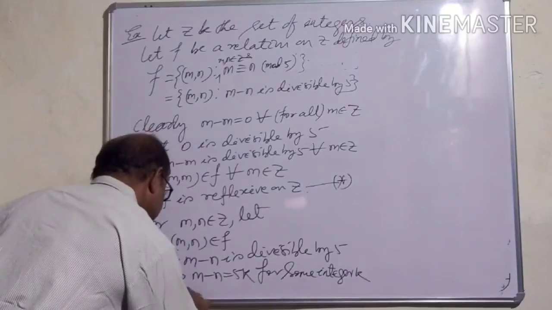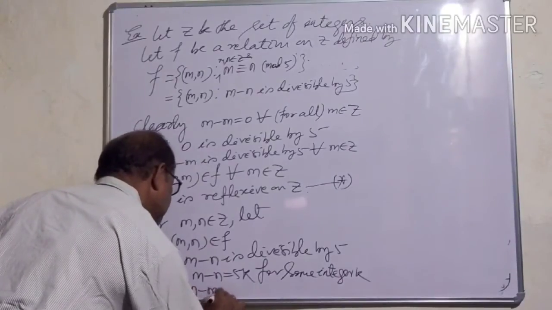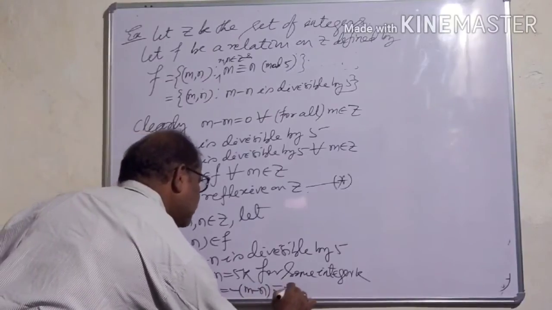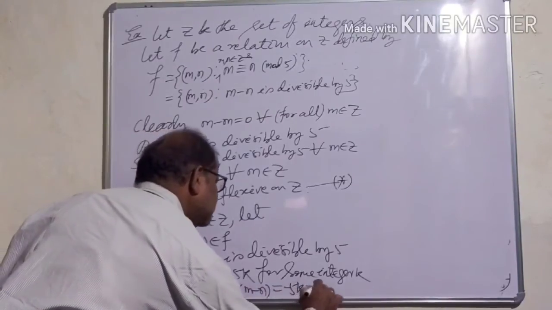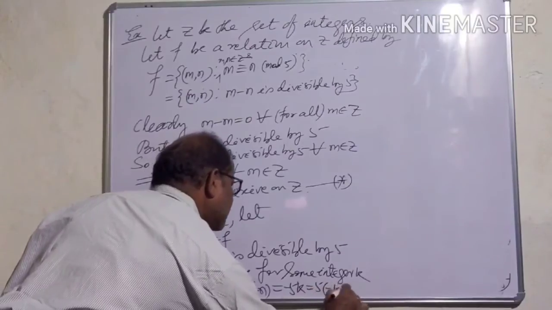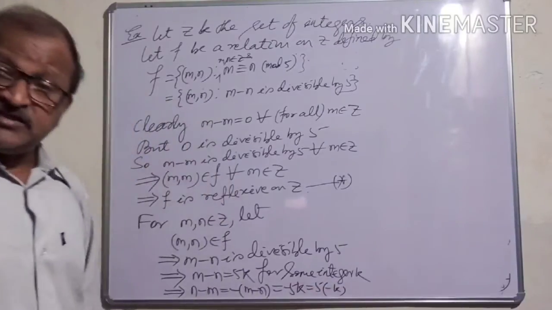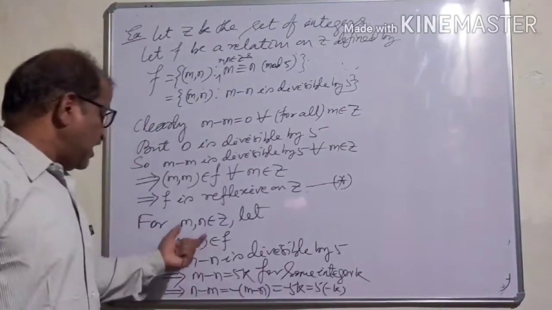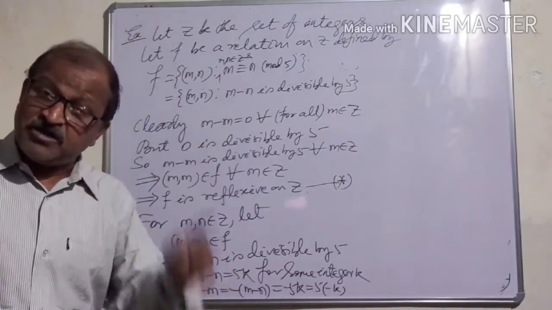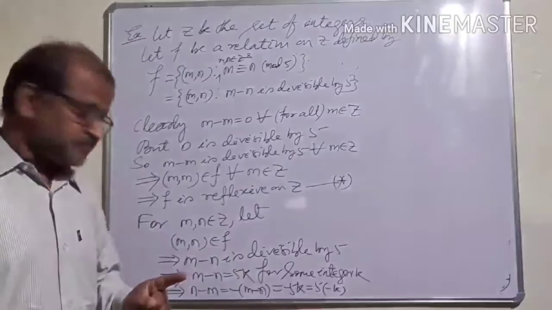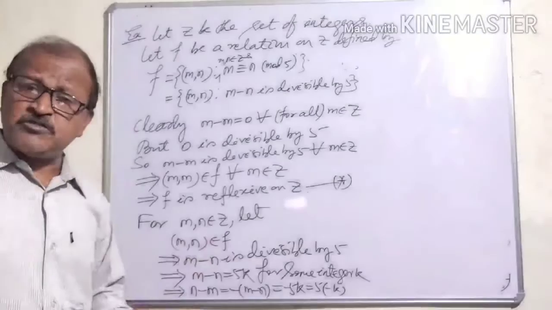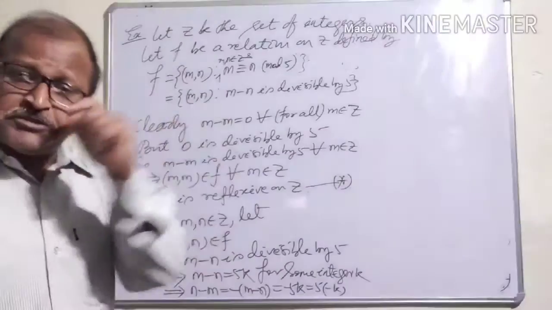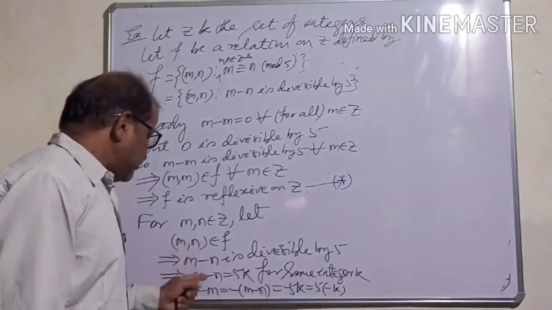This implies N minus M, which is equal to minus of M minus N, which is equal to minus 5k, that is equal to 5 into minus k. If k is an integer, then minus k is also an integer. You see, M minus N is 5k because it is divisible by 5. From division algorithm we can conclude it is 5 into some integer, divisible by 5 means.